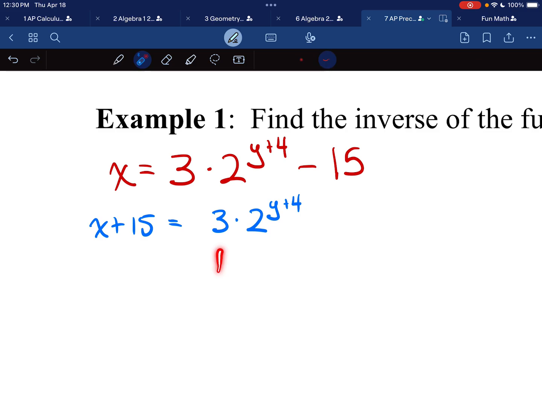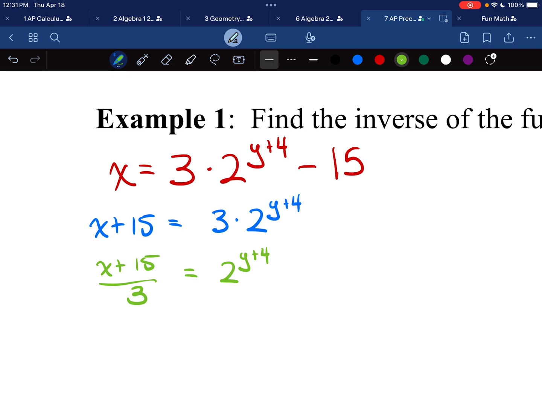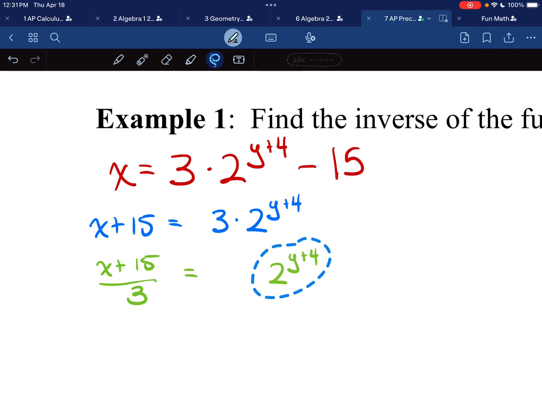From here, I need to get rid of this 3 by dividing both sides by 3, and that will give me x plus 15 divided by 3, and then on the right side, I just have 2 to the power of y plus 4. Now I need to change this exponential form, and I'm going to do it the way that Bryan Passwater does it.